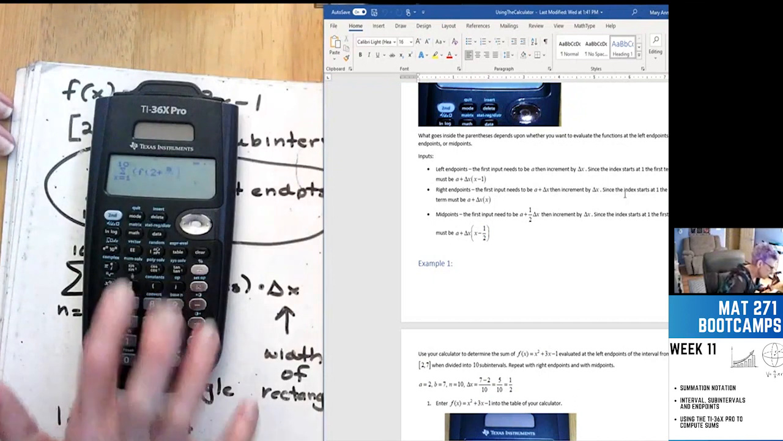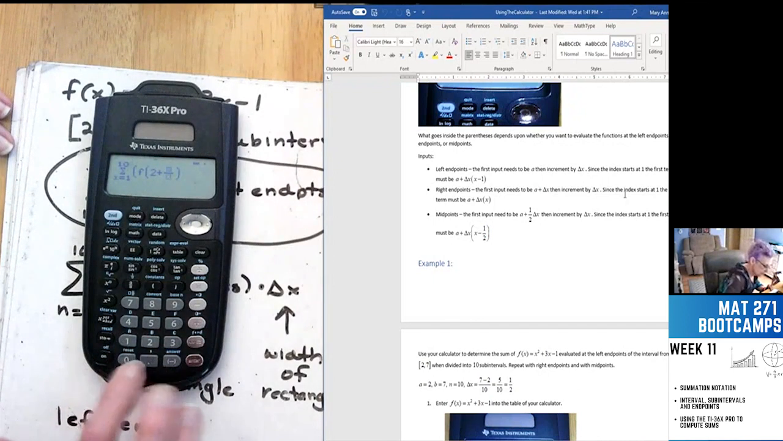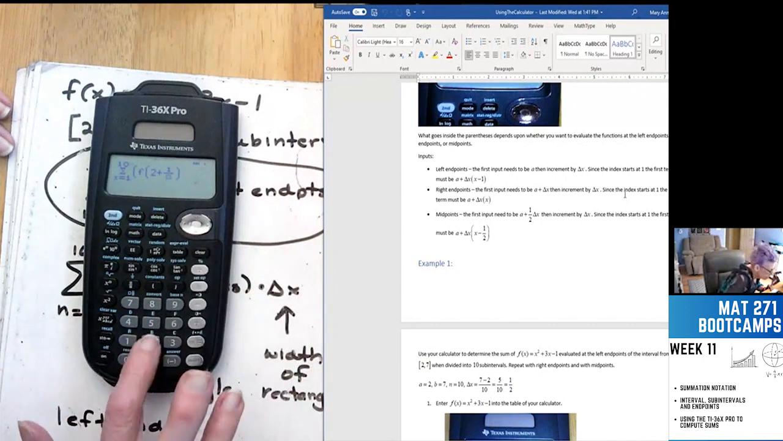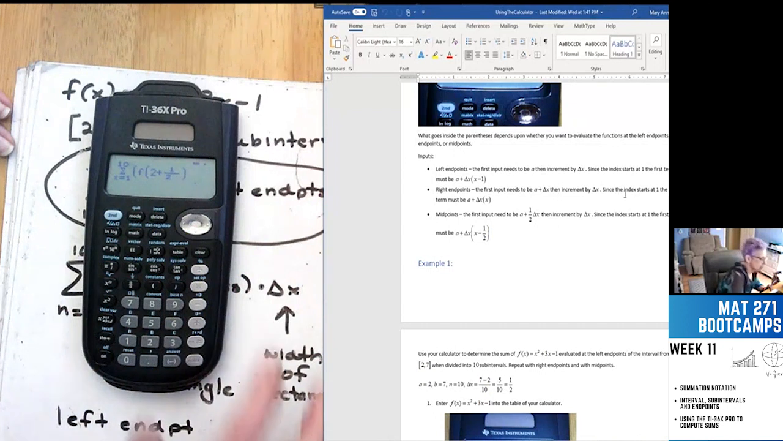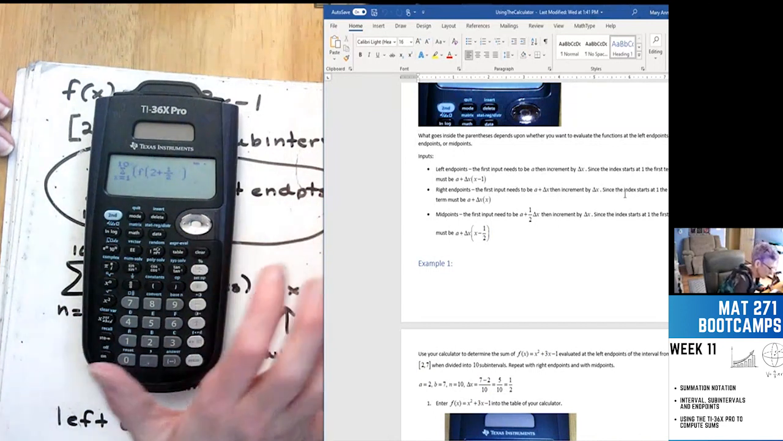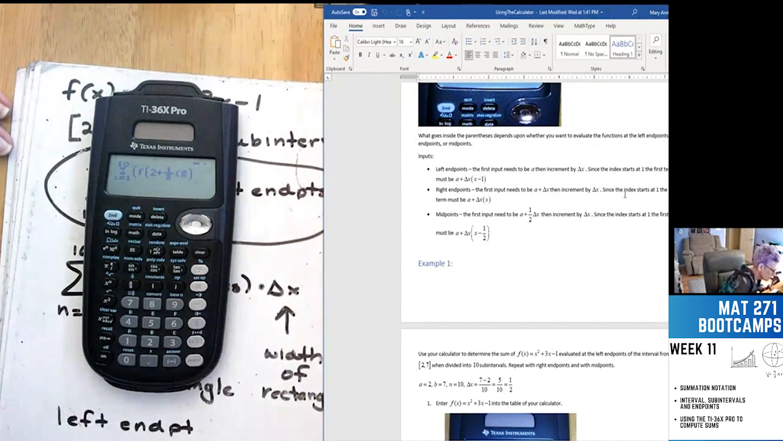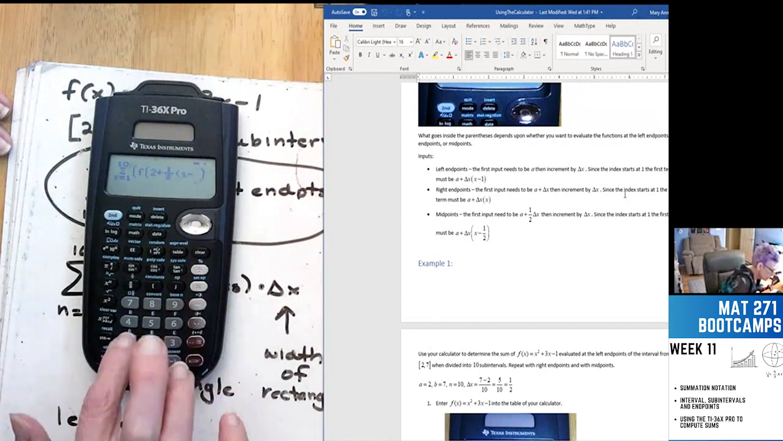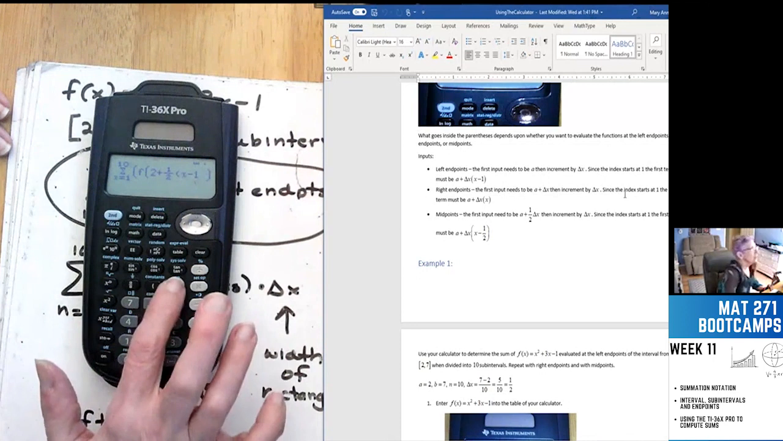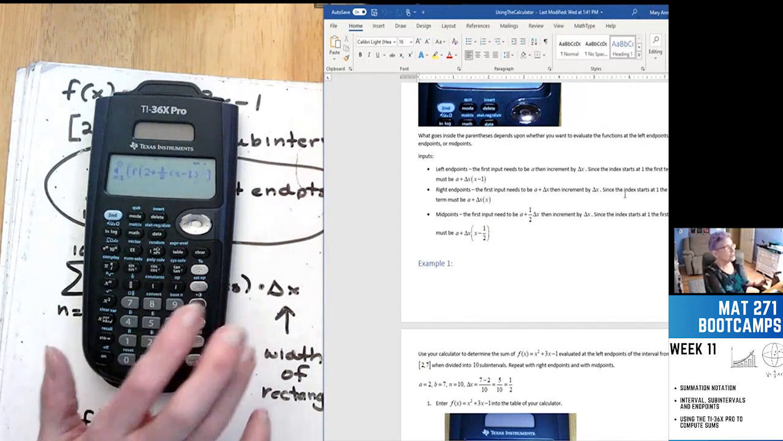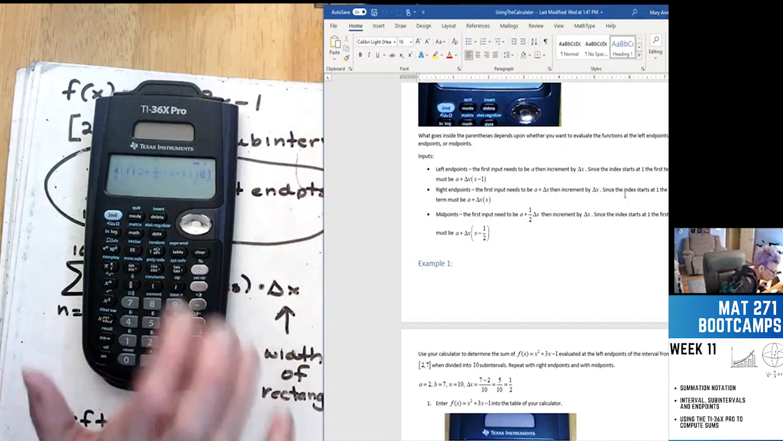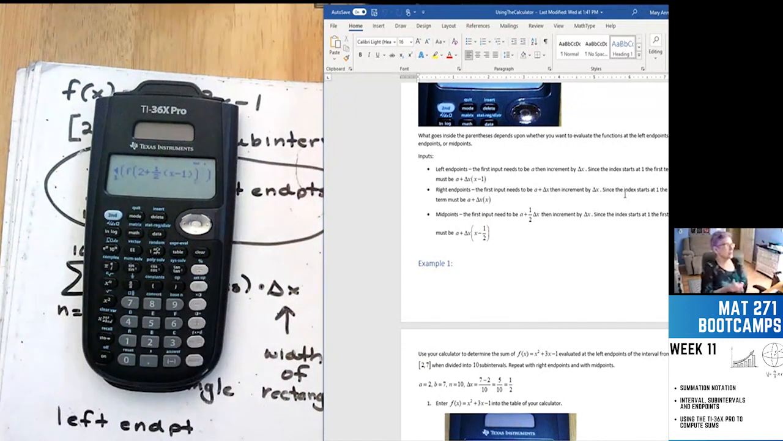My delta x in this case was a half. I like to use a fraction. If you're a big fan of the decimal, you could use 0.5 if you want. Open up a set of parentheses, x minus 1. Close the x minus 1 parentheses, close the f of x parentheses.